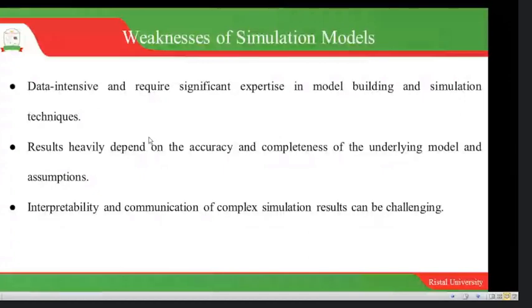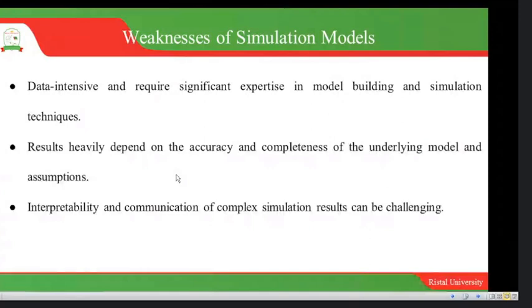Like when you're talking about it being data intensive, and requiring significant expertise in model building techniques, and also results being heavily dependent on accuracy and completeness of the underlying model and assumptions. And also we have a weakness in terms of our ability to interpret whatever simulation has been done for us. And finally, how do we choose the best approach?